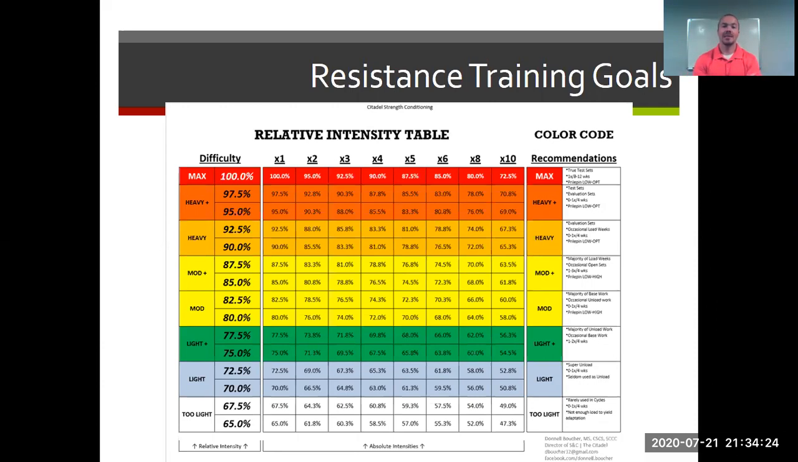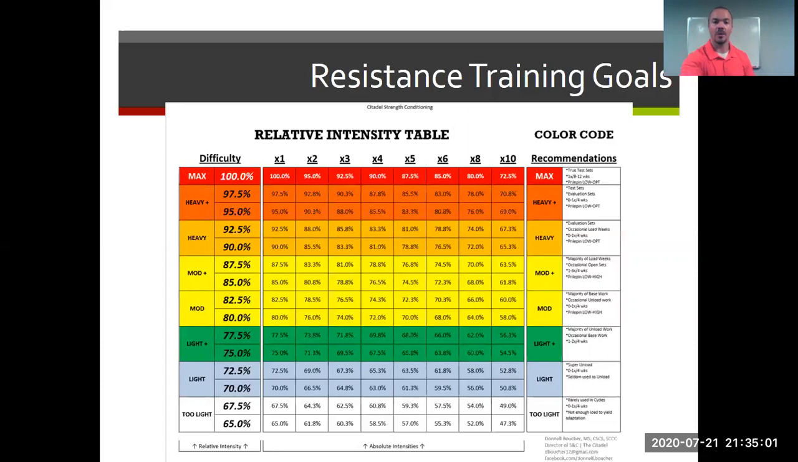This is our relative intensity table. When we are looking at big compound exercises, like a squat, a bench press, a deadlift, a clean, we can actually use it for quite a few movements. What we're going to do is either test their 1 rep max or do a sub-maximal test of more repetitions, and then we will predict their 1 rep max. And then with that prediction of their 1 rep max, we're able to do sub-maximal training, because not every time you go into a weight room do you train at 100% effort.